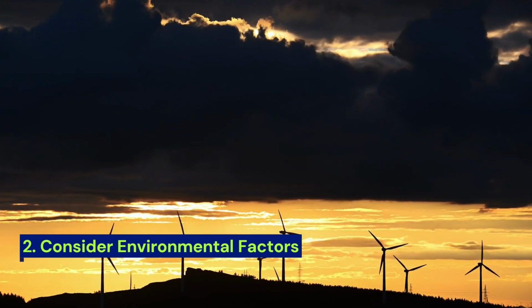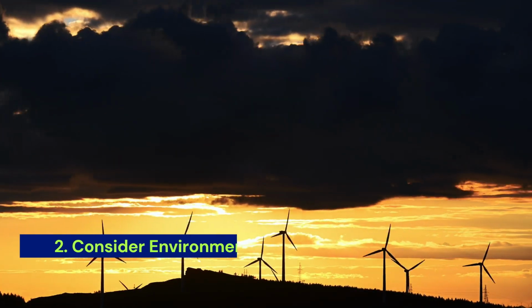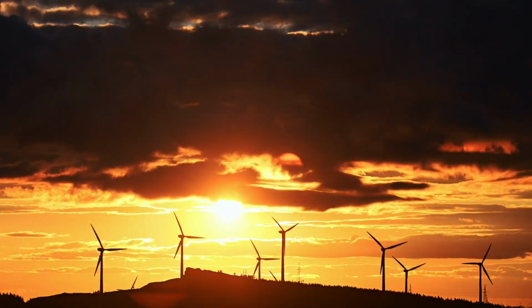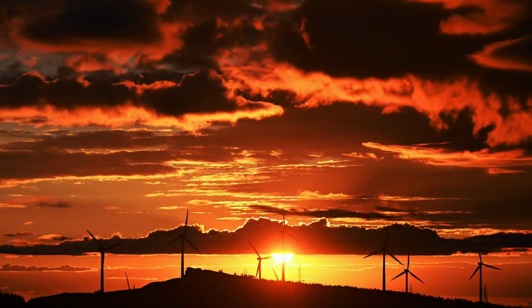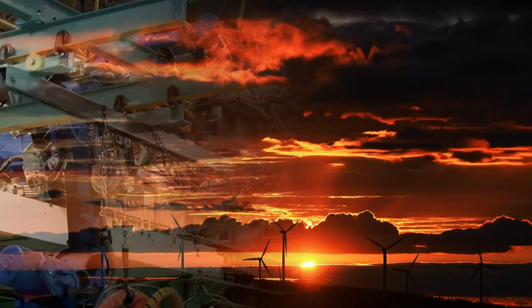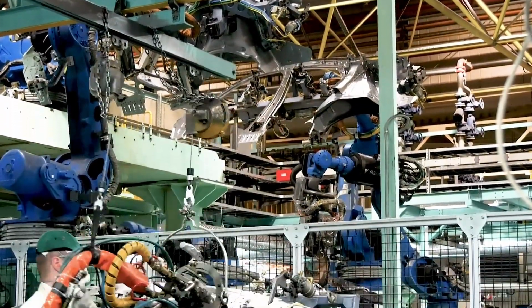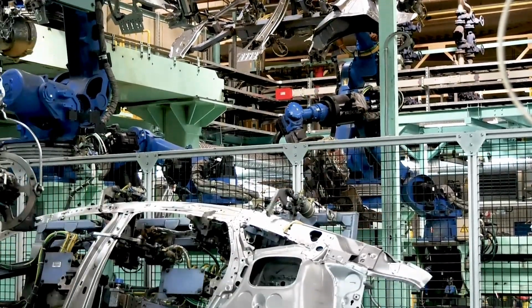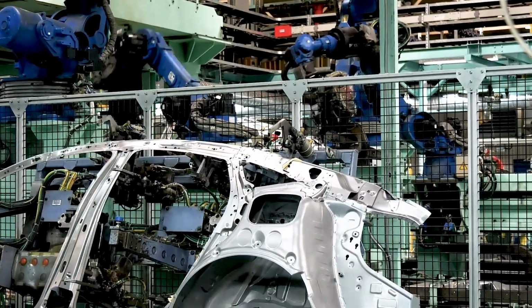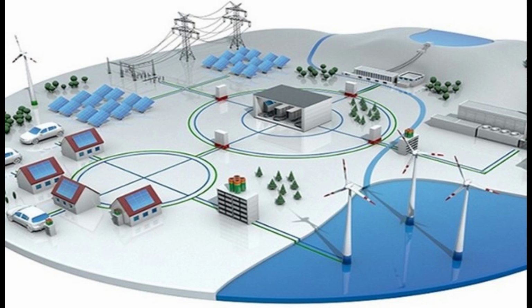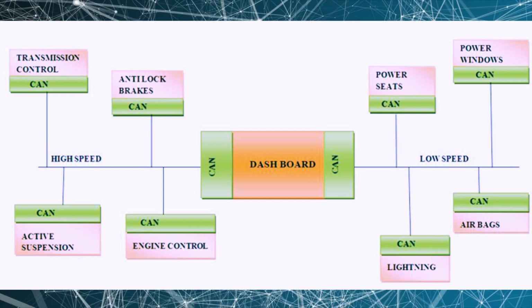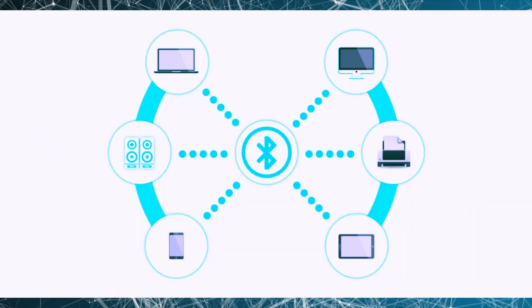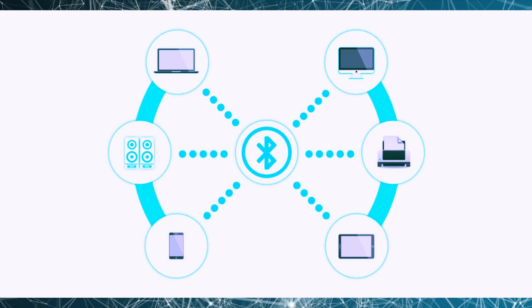2. Consider environmental factors. Evaluate the operating environment of your embedded system. Consider factors such as temperature, humidity, vibration, and electromagnetic interference. Choose communication protocols that are robust and reliable in your system's environment. For example, CAN, Controller Area Network, is suitable for noisy industrial environments, while Bluetooth may be more suitable for wireless communication in consumer electronics.